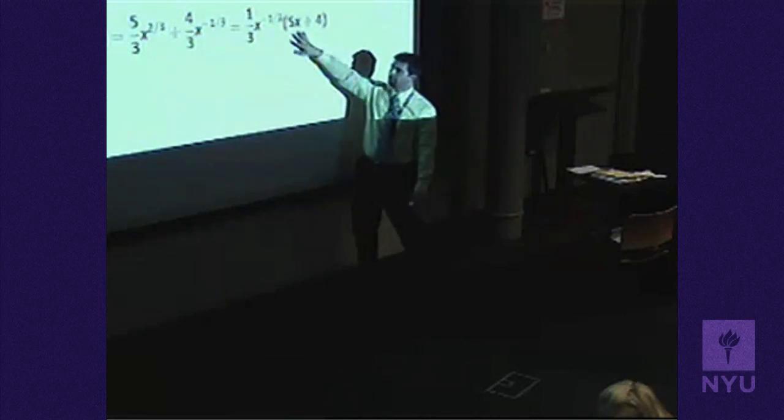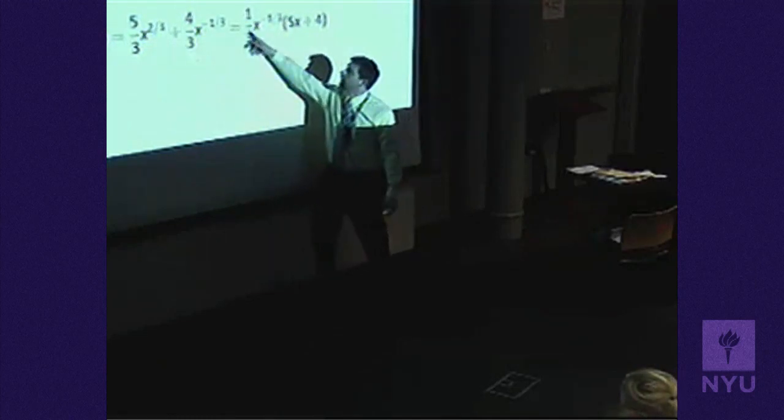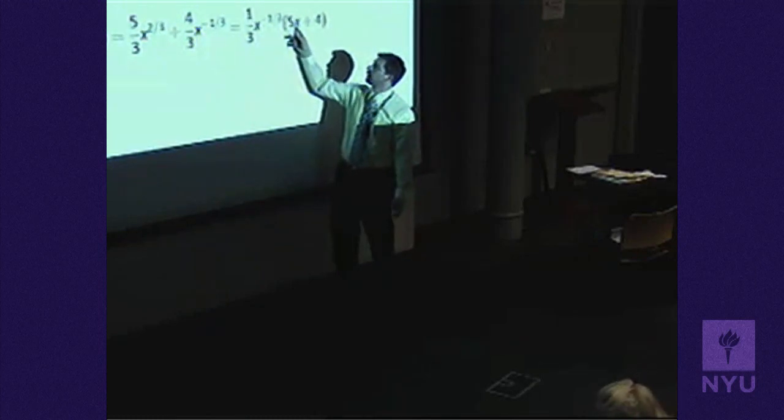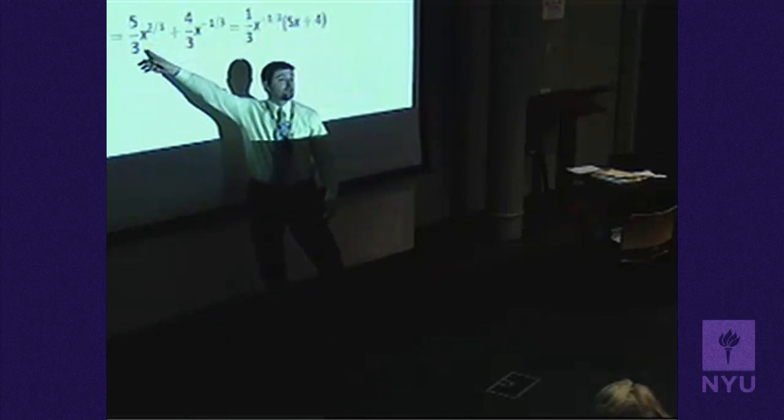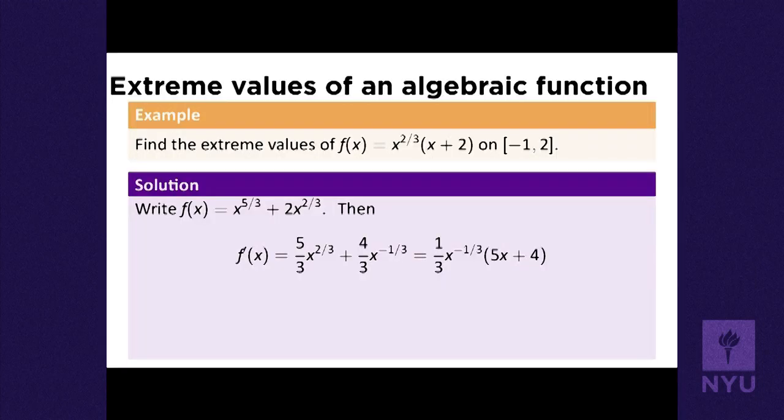Before you ask me how I did that, confirm with me that this does actually multiply out to this. 1/3 times x to the minus 1/3 times 5x is 5/3 x to the minus 1/3 plus 3/3, and so you get x to the 2/3 power. On the other hand, 1/3 times 4 times x to the minus 1/3 is 4/3 x to the minus 1/3. So you definitely agree that it multiplies out.